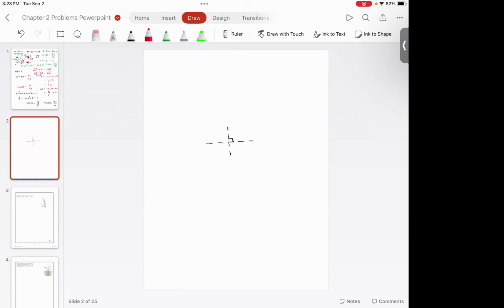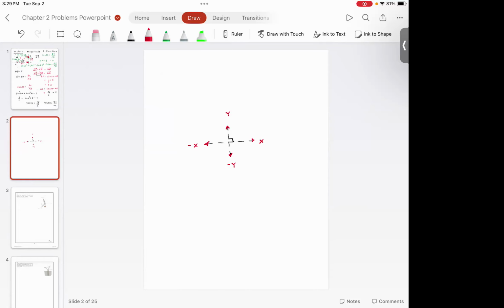Now we use the right-hand coordinate system. So this is going to be positive x. This is going to be positive y. This is going to be negative y. And this is going to be negative x.